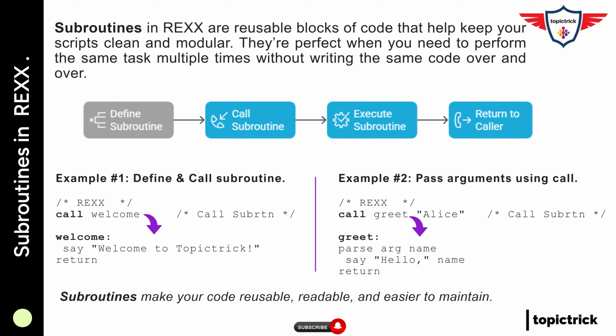Subroutines help you avoid repeating code, improve readability, and make your logic modular and easy to update. Plus, they make larger scripts much easier to maintain. So the next time you find yourself writing the same thing over and over, turn it into a subroutine and call it when needed.